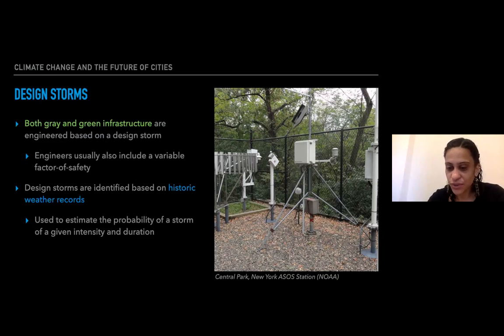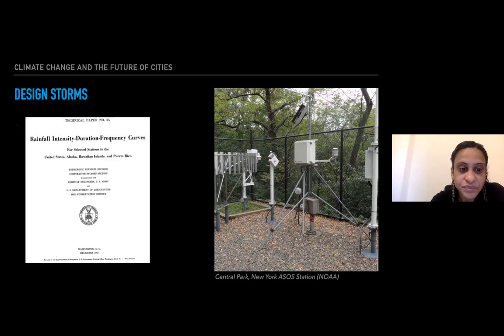And there are imperfections with that already. Our records don't go back very far. The Central Park station only goes back to the mid-19th century, and it's one of the longest record stations that we have in the area. But even so, we really are dependent on this idea of stationarity, that we can design our infrastructure based on the weather of the past. And with climate change, we can't rely on that assumption anymore.